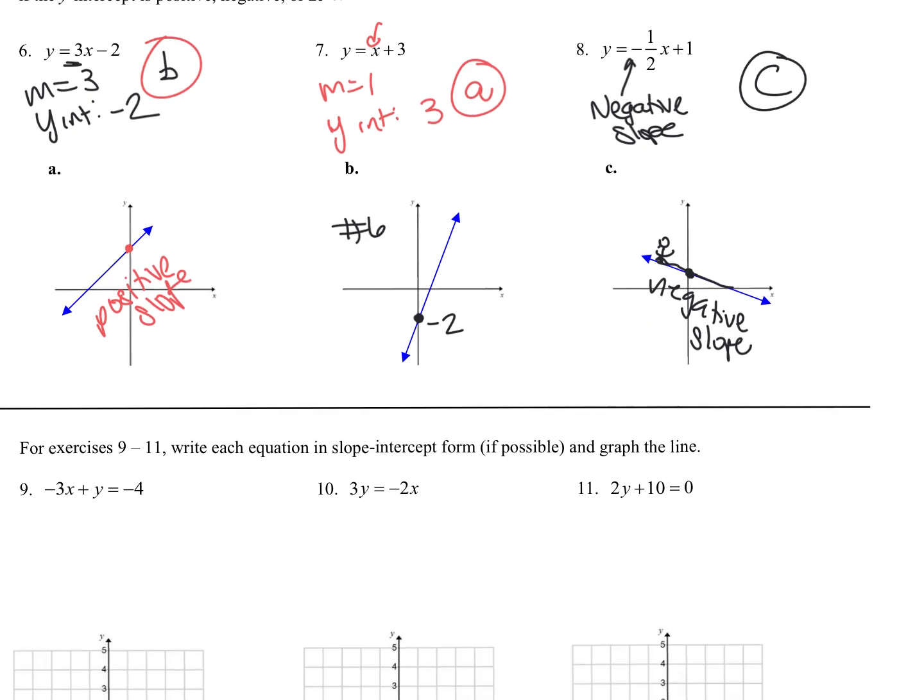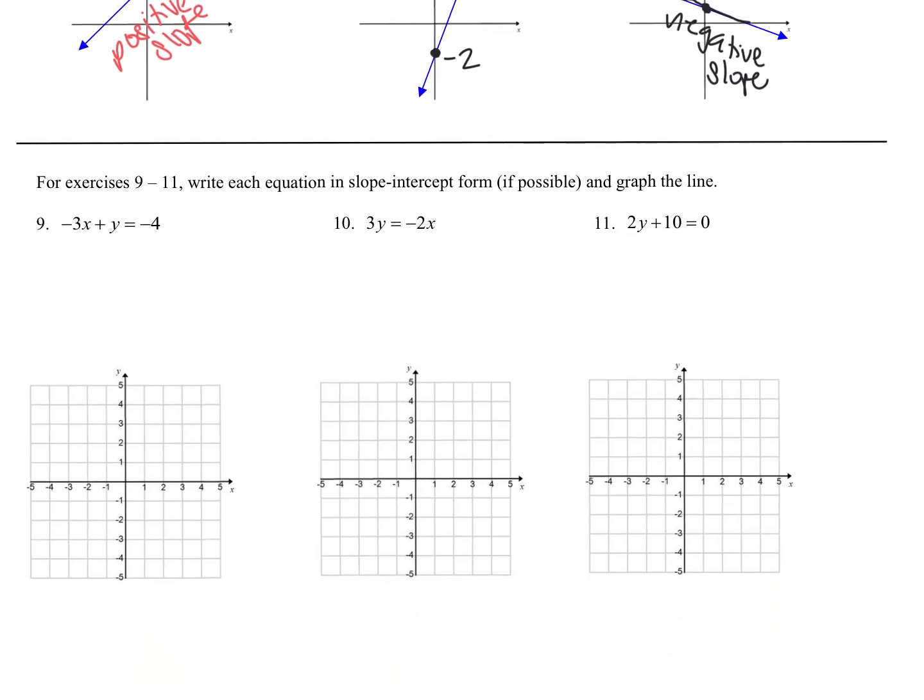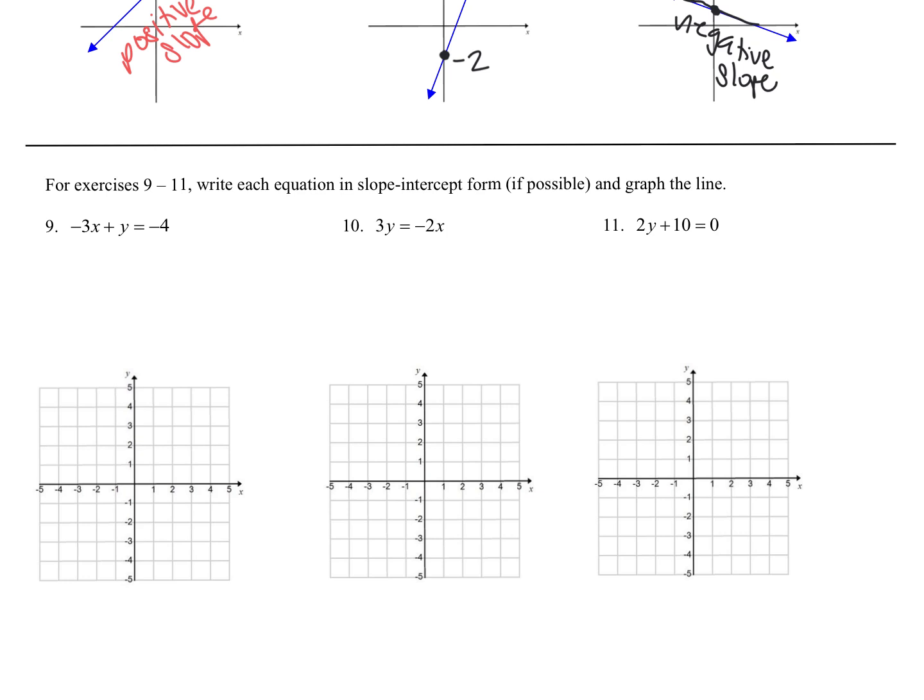All right, so for exercise 9 through 11, we're going to write each equation in slope-intercept form if possible, and we're going to graph the line. All right, so for number 9, I'm probably going to use my little handy m equals negative a over b to get the slope. So a is negative 3 and b is positive 1. And so I'm going to have negative a over b, which is negative 3 over 1, which becomes a positive 3. So my slope is positive 3.